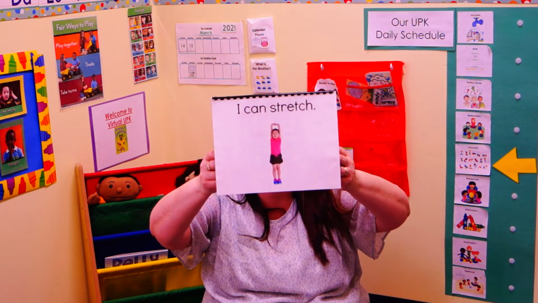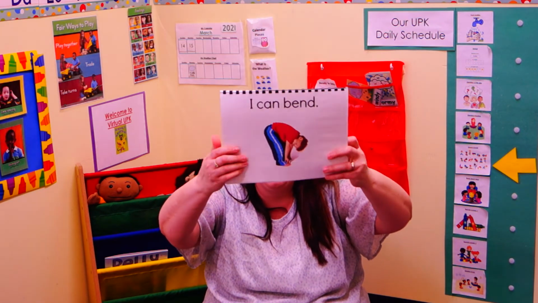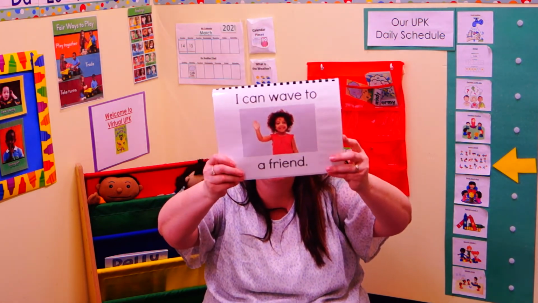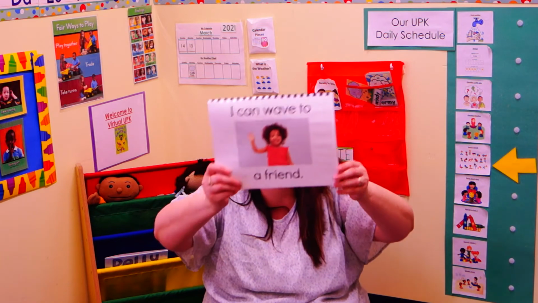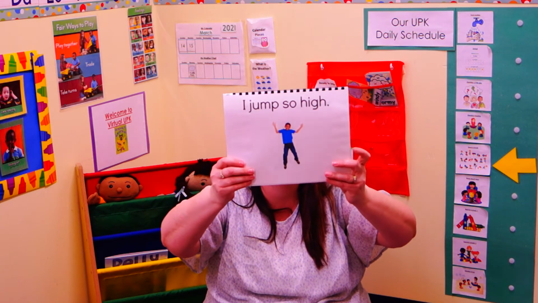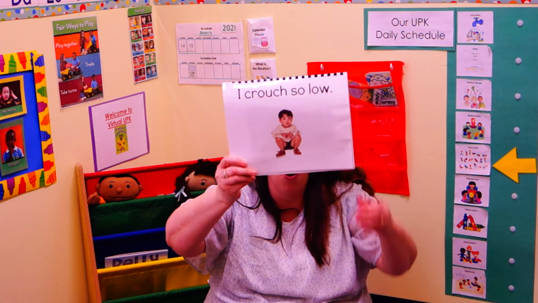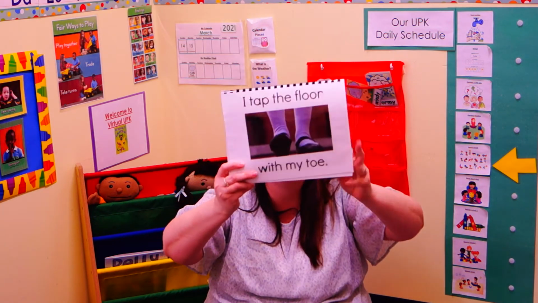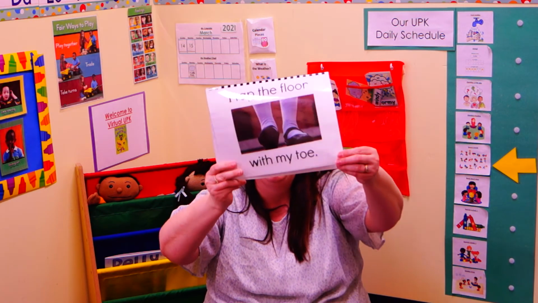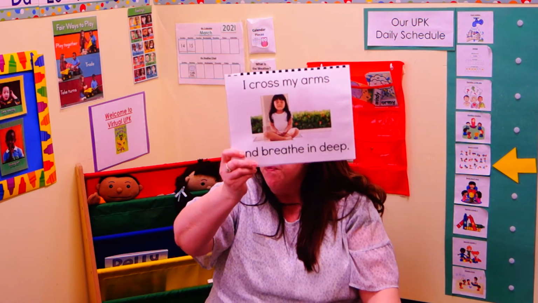And here we go. I can stretch. I can bend. I can wave to a friend. Hi, friends. I can jump so high. I can crouch so low. I can tap the floor with my toe. I cross my arms and breathe in deep.